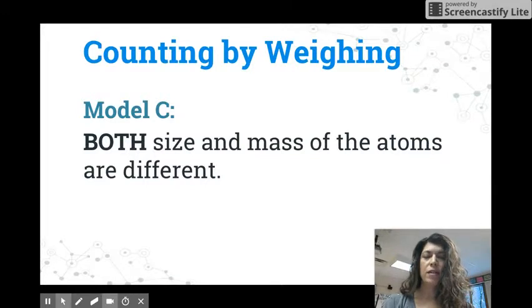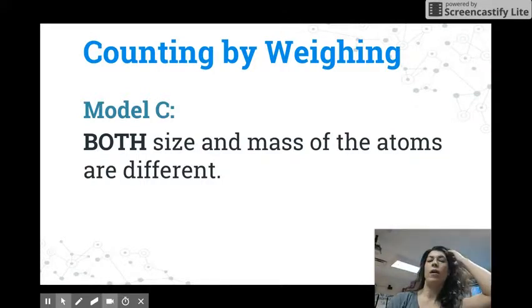Possibility C is that both the size and the mass of the atoms are different. So that is a possibility as well. So let's take a peek here.